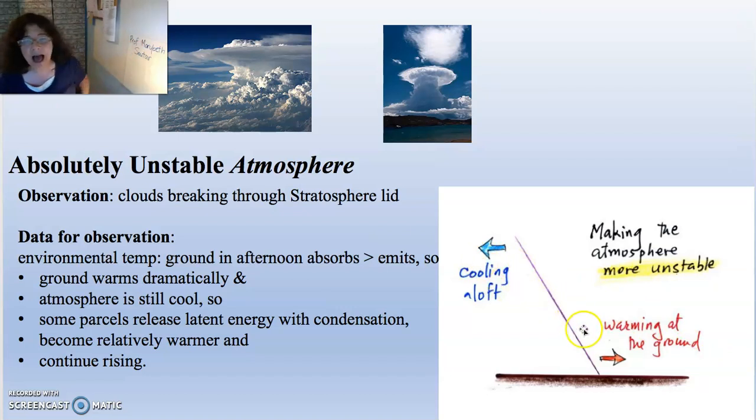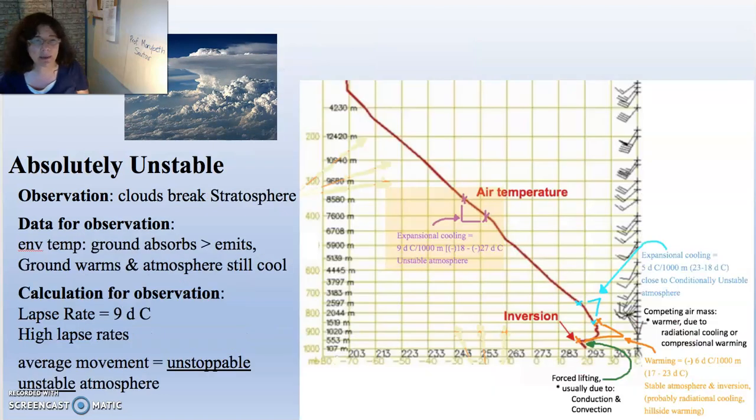That difference allows parcels coming off the ground to really rise dramatically because they are so much warmer than the atmosphere around them. So that's what you need to remember. The ground warms dramatically, the atmosphere is still cool. Some parcels can convect up and release latent energy with condensation, stay relatively warmer than the cool atmosphere, and continue rising up. That's the hallmark for an absolutely unstable atmosphere.